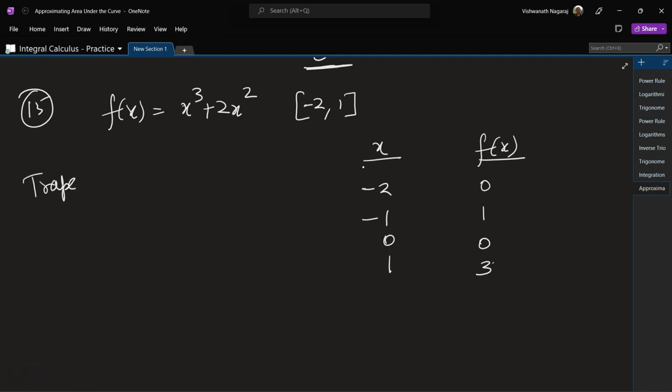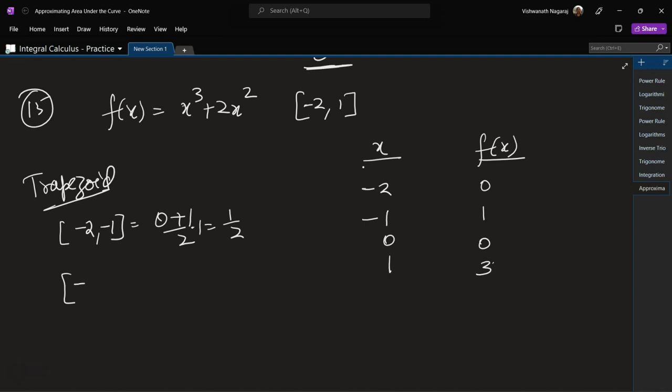Again, we will use the trapezoid method. In the interval minus 2 to minus 1, it will be (0 plus 1) by 2, which is 1 by 2, times 1. Times 1 is also there, but that doesn't have an impact, so I'm ignoring it. But you have to be careful when to ignore it. Only if it is 1, you should ignore it, or you can just show it as times 1.